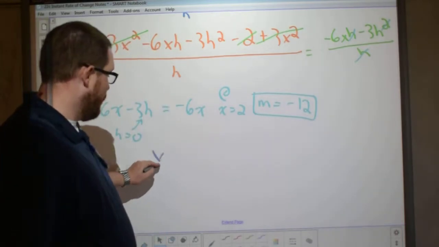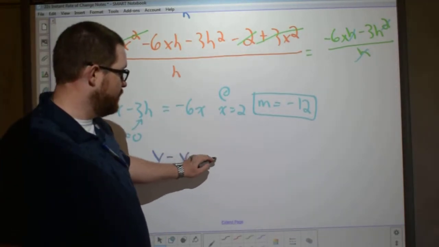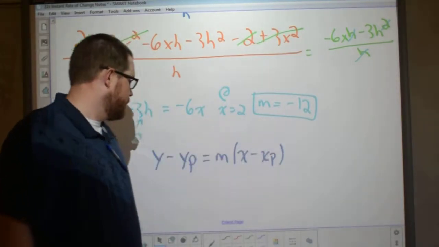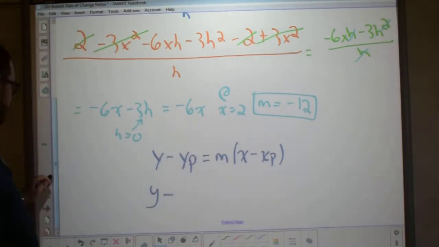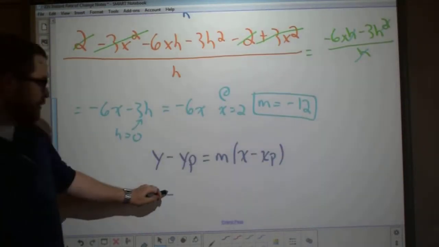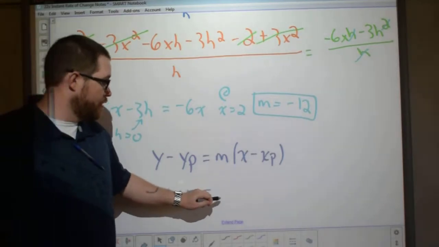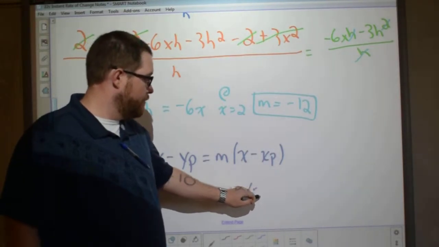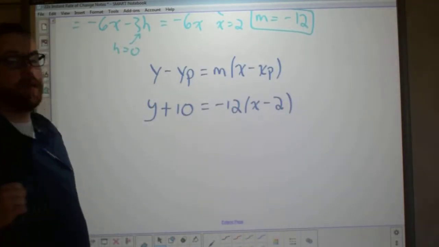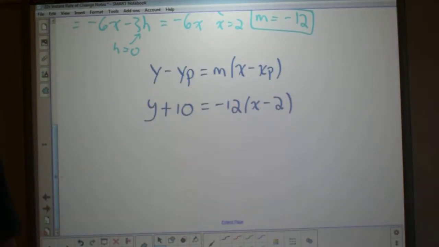Your formula is y minus the y value of the point equals m times x minus the x value of the point. So it's y minus the y value of the point was negative 10. So I'm going to make that plus 10. The slope we found was negative 12. X minus the x value is 2. You can stop there if you want. You've answered the question. What's the equation of the line? There's the equation of the line. It's in point slope form.